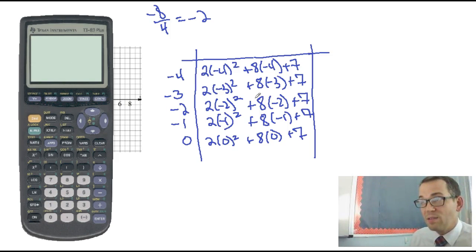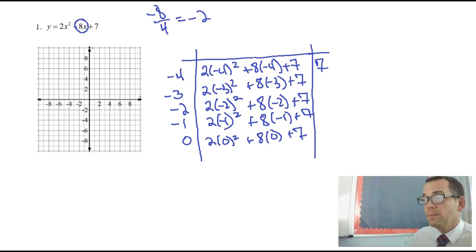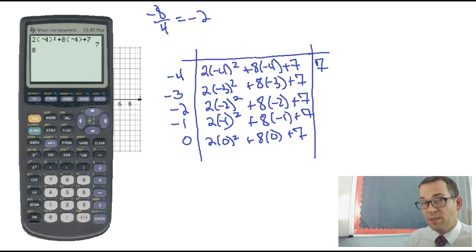So exactly as it looks, I'm going to type 2 parentheses negative 4 in parentheses squared plus 8 negative 4 plus 7, and out pops a 7. And then to save myself time, you can do this on the scientific calculators as well, you can press up and it'll grab this stuff and you can edit this. So my calculator does not do that, I've got to do this, but yours will. All these negative 4s will become negative 3s.